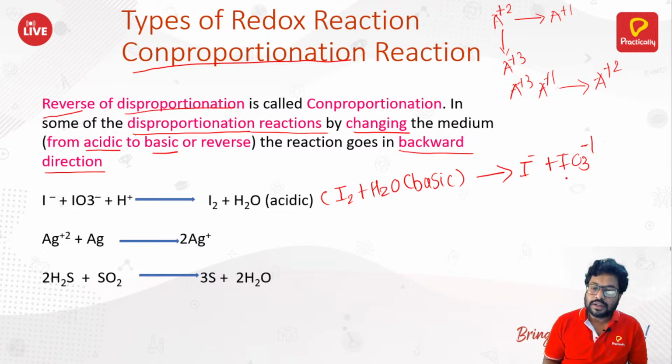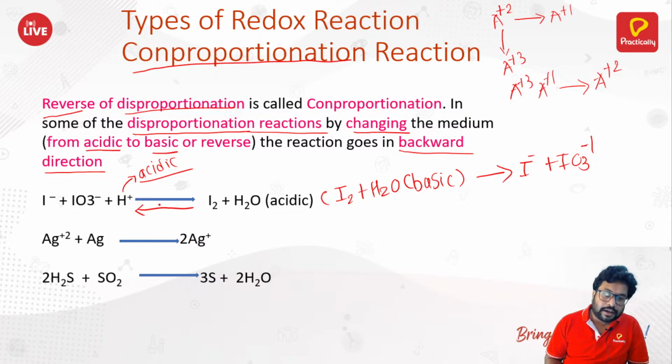So if you keep the medium basic, this reaction will go in the reverse direction. But if you keep the medium acidic, then I minus plus IO3 minus, H plus, H plus indicates acidic medium, right? So I minus plus IO3 minus, if you keep acidic medium there, it will give you I2 plus H2O. But if you keep the basic medium in the same reaction, this I2 plus H2O will try to go in a reverse direction when you have a basic condition.